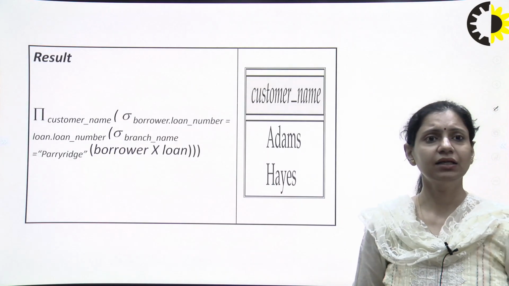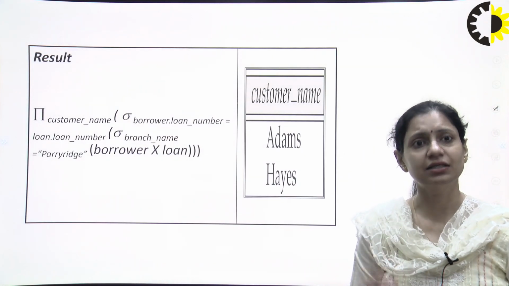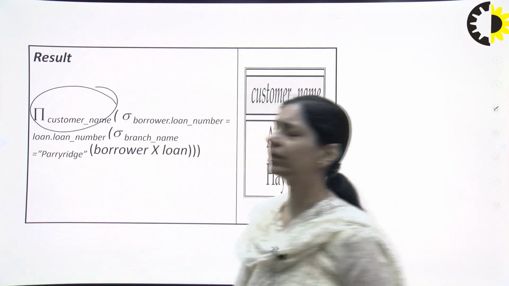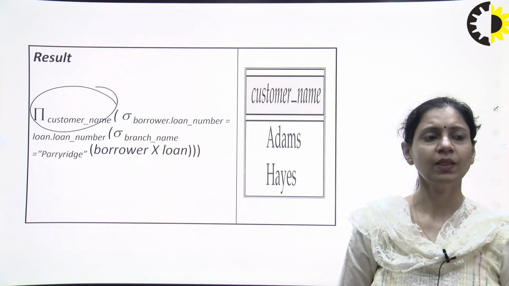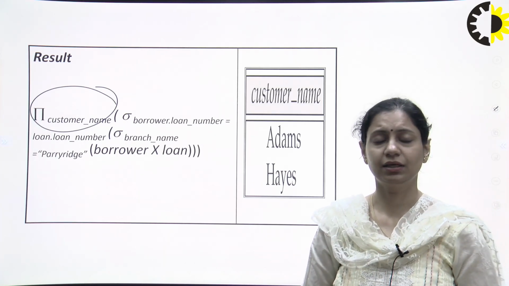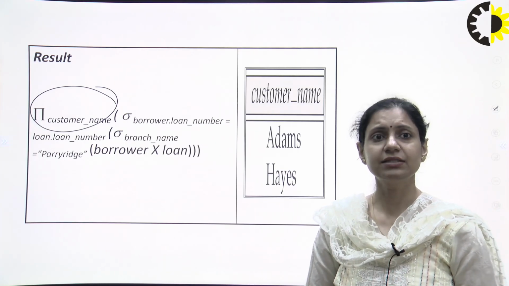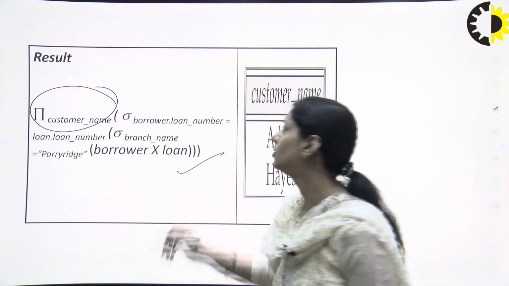So ultimately, because we need to identify the customer name, we'll use a project operation with the customer name to get the result. The final result that we get is this.